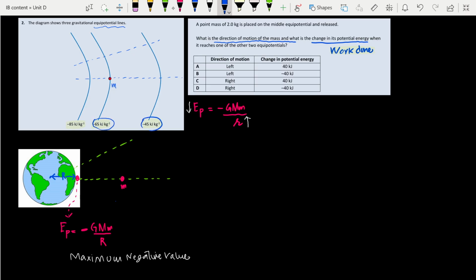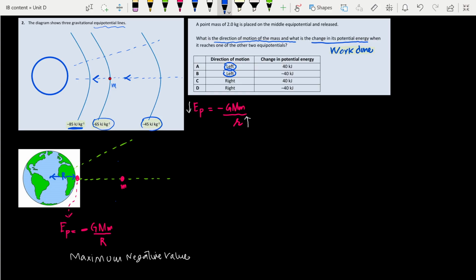So we can say that the negative 85 kilojoules per kilogram is closest to the planet. So we can assume that a planet may be present here. Why not? If this is a planet here, then it means that the field lines should be directly towards the planet. That's why it must move towards the left. Okay, now the next point.